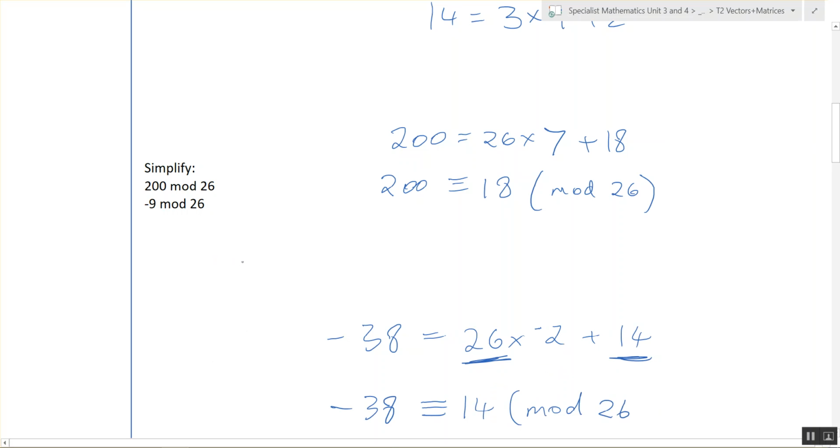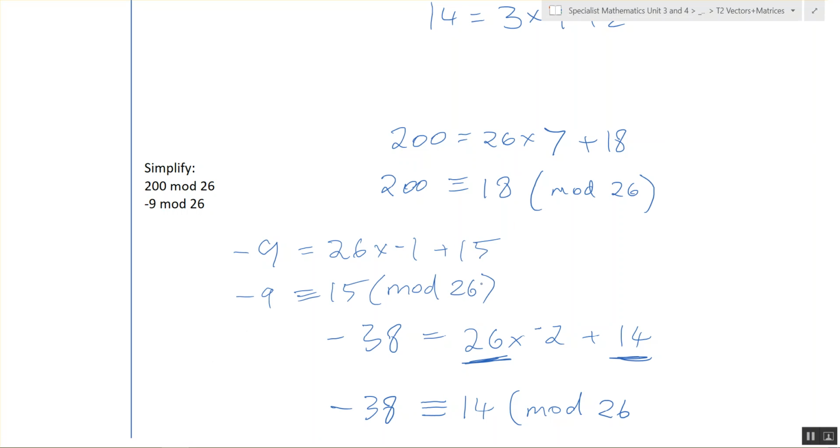Alright, let's do negative 9. It's a lot easier than that one. Negative 9 equals positive 26 times just minus 1, nice and easy, plus 17. You can also do numbers to the power of negative 1, but I'm not going to worry about that one.